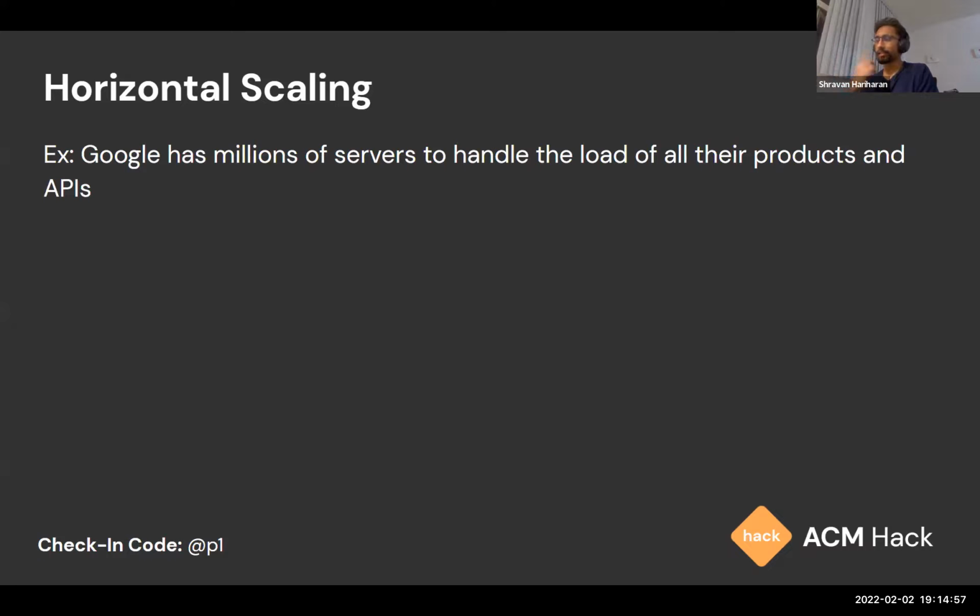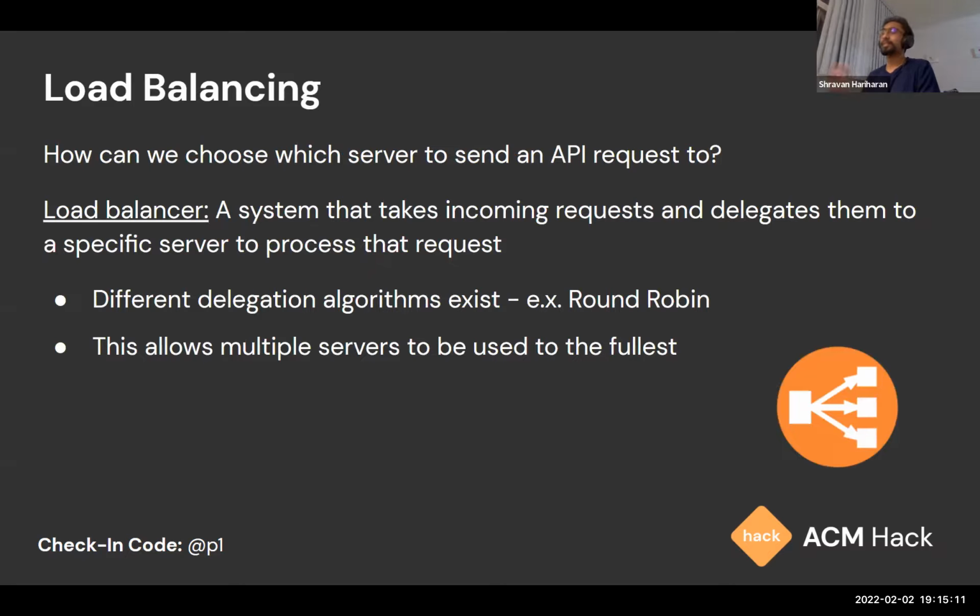So how does that actually work? Here you can see an example: Google has millions of servers to handle the load. Are there just a million API routes that Google has? Or is it all one API route that just delegates to different servers? It turns out it's actually the latter, using something called load balancing. A load balancer is a system, like a server, that basically delegates requests to different servers. So if one server had a bunch of requests sent to it, you wouldn't send it to that server, you'd send it to something else.